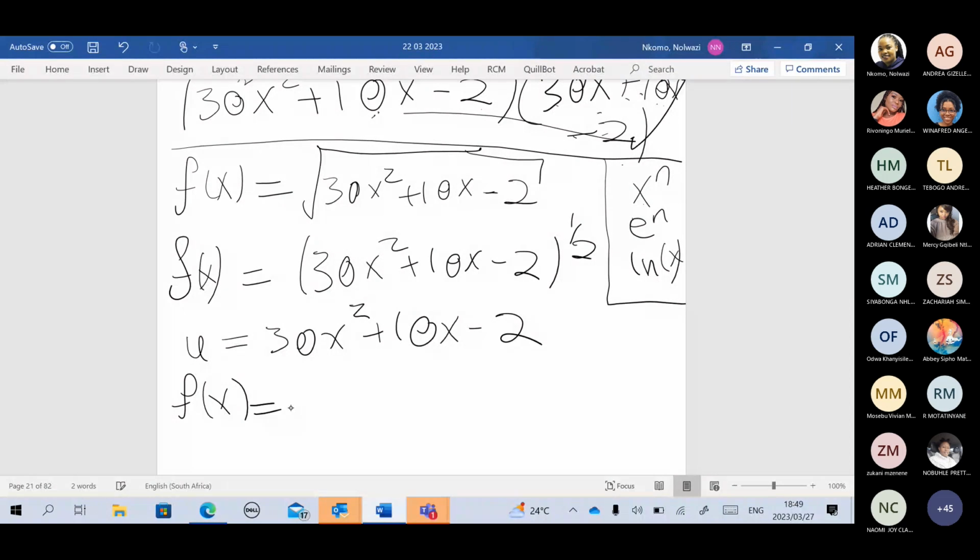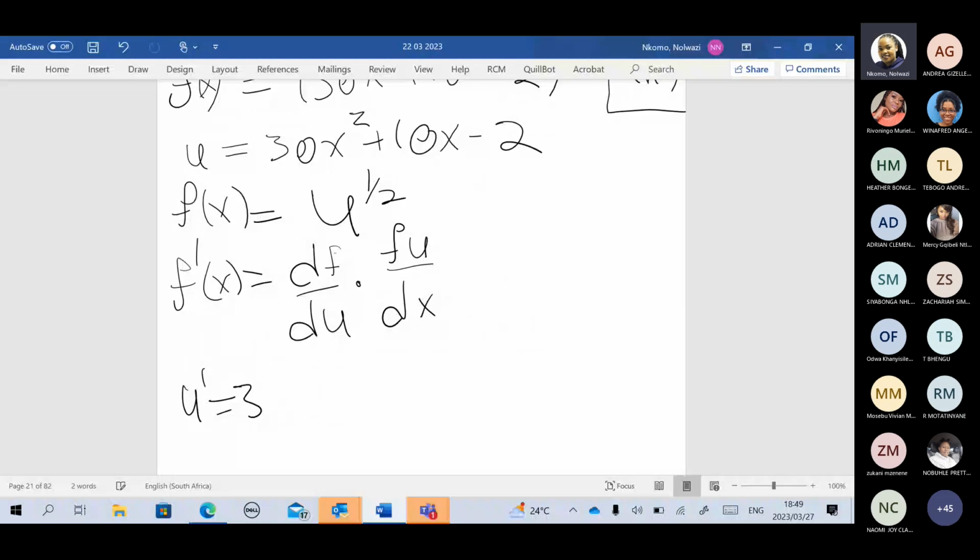And then the next step is to use the chain rule. Chain rule: f prime of x will be the derivative of f with respect to u times the derivative of u with respect to x. We said your u is equal to 30x squared plus 10x minus 2. You use the power rule there, then u prime would be 60x plus 10. This is our u prime, right?